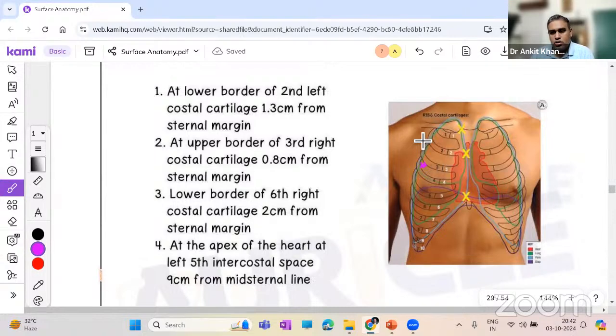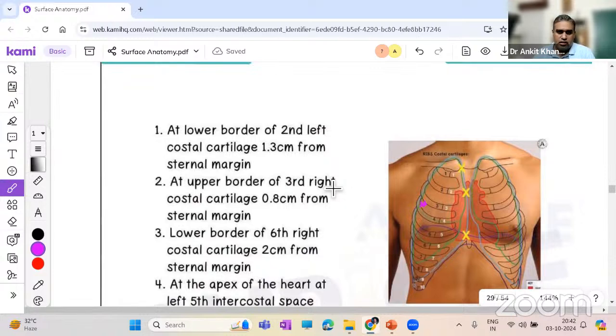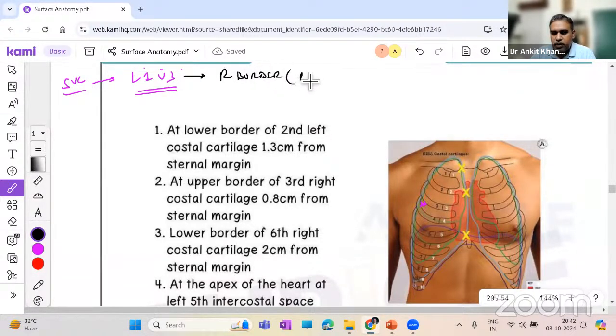Getting a point? So you should know at least what the actual heart borders are. Now, how to see the heart borders? Remember we discussed the superior vena cava. What was the formula of it? I said L1U3, if you remember: lower border of first cartilage, upper border of third cartilage. And I said that where it ends, the right border of the heart will start, which is basically formed from the right atrium. Yes or no?